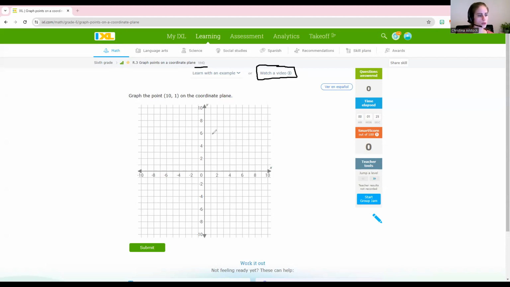All right, for our first problem here, we are being asked to graph the point (10, 1) on the coordinate plane. First thing I like to look at is how my graph is counting by, how it's labeled. So when I first look at this, you might think, oh, well, I see 2, 4, 6, 8, 10. So it's counting by twos. But look a little closer. Is it really?